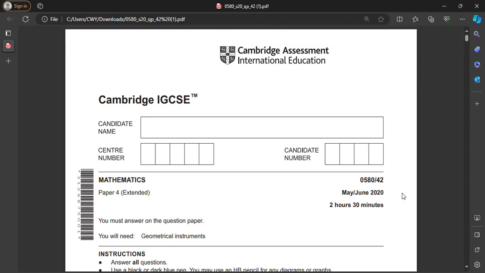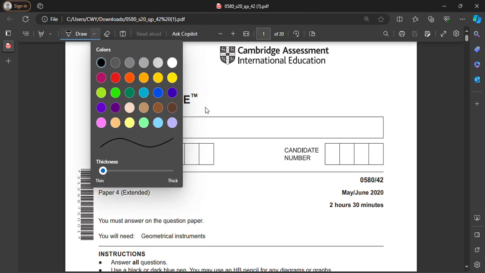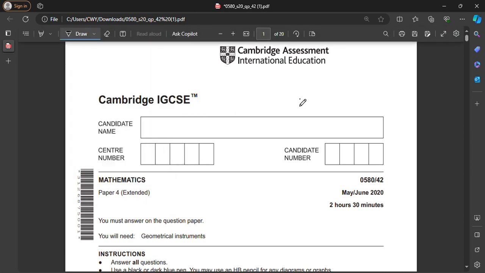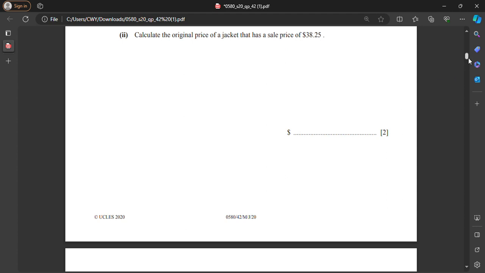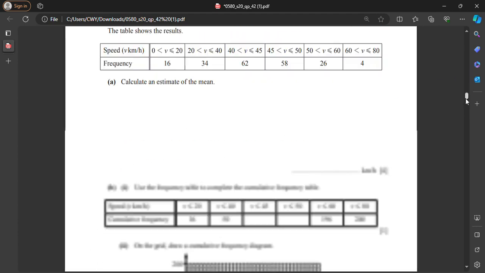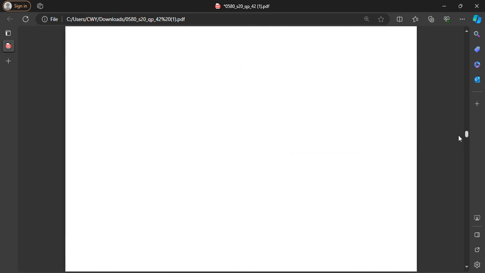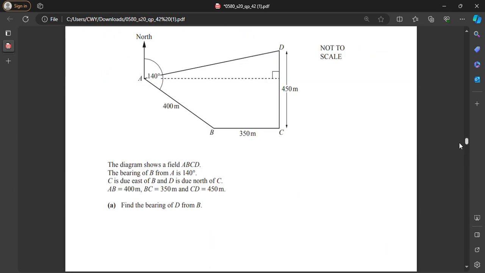Hi guys, so today I'll be doing this May-June 2020 0580 paper 4 variant 2. So let's get straight into it. Today I'll be discussing, I think it's question 5. Yeah, this one. Today I'll be discussing bearing and also trigonometry. So bearing and trigo. Right, so let's start.